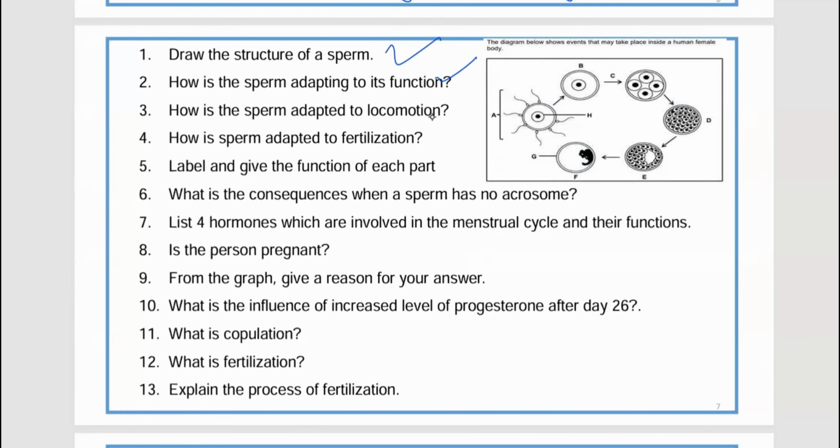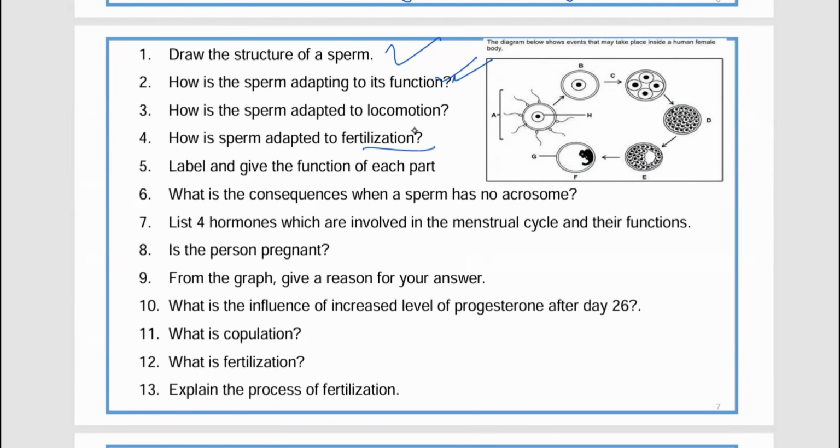Then how is the sperm adapted to locomotion? You talk about the tail, long, for strong propulsion force, and the middle piece, mitochondria. So you talk about all those characteristics we talked about when we were describing the sperm. How is the sperm adapted to locomotion? Here you talk about the shape of the head, pointed to reduce friction, the tail long for propulsion force. Then you talk about the middle piece which contains mitochondria for energy.